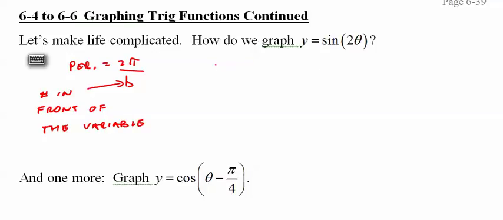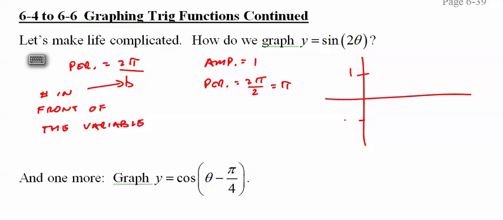So let's do a quick one. Amplitude equals 1. The period equals 2 pi over 2 equals pi. This is now pi, that's the period. This is pi over 2, it's half. Half again is pi over 4. This is 3 pi over 4 because we go 1 pi over 4, 2 pi over 4, 3 pi over 4, 4 pi over 4.